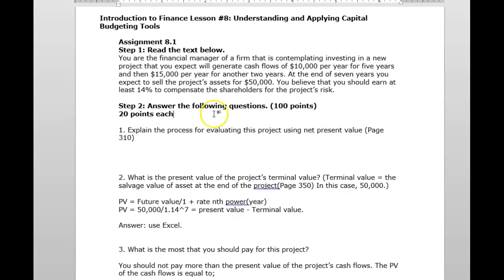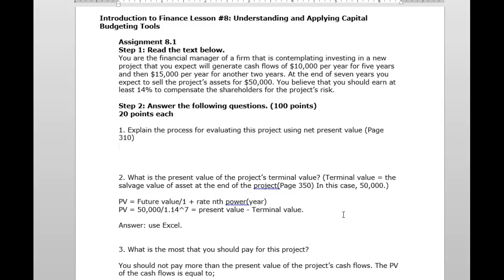And that is how you will answer this first question. You're going to describe the process of gathering the data to use net present value to evaluate this project. You'll find that process on page 310. There are four steps you want to take, so read that and then lay out what you would need to do to value or evaluate this project. Once you've done that, they ask you, what is the present value of the project's terminal value?